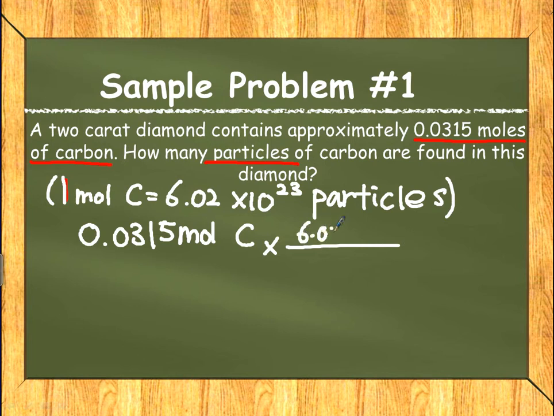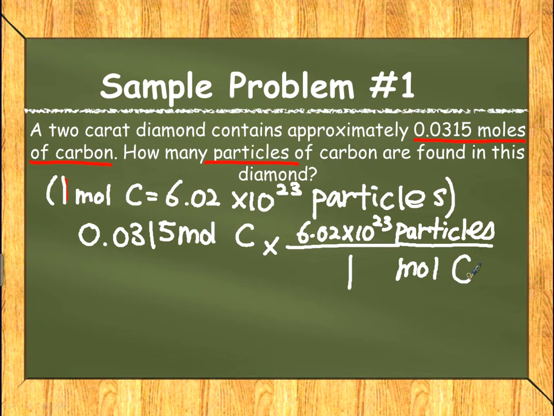We want 6.02 times 10 to the 23 particles at the top, because if I have particles at the top, what has to be the unit at the bottom? Moles. But how many moles are there for 6.02 times 10 to the 23? 1. So what cancels out? Moles of carbon cancel out.